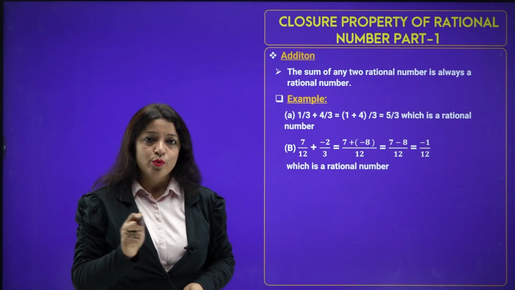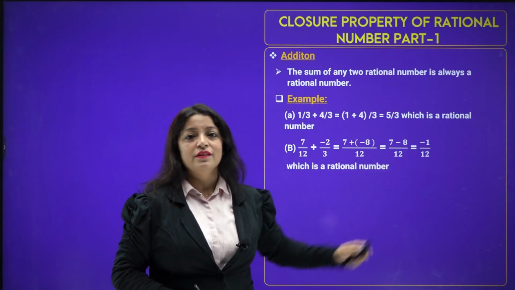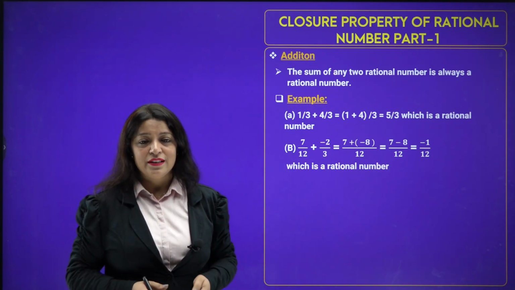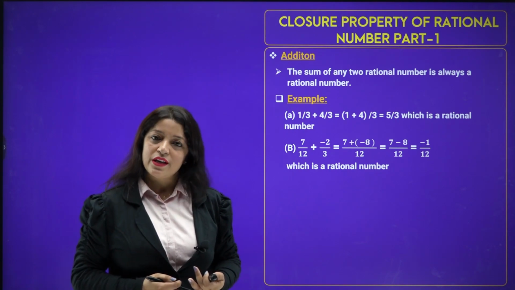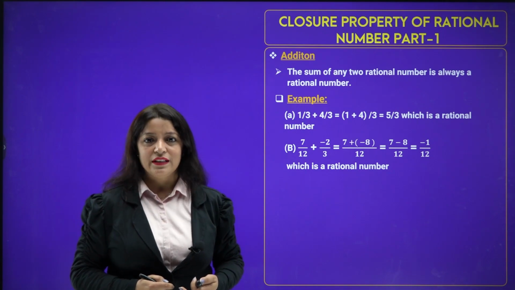Always remember how to add two rational numbers. Don't forget to take their LCM and then find the value. You have to take the LCM in case of addition or subtraction, but not in case they are multiplied or divided.